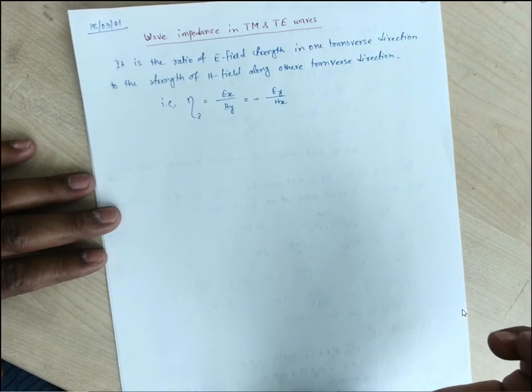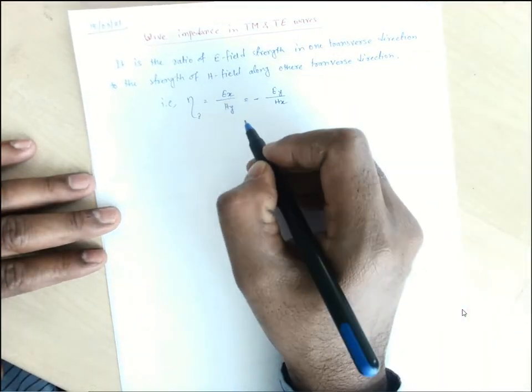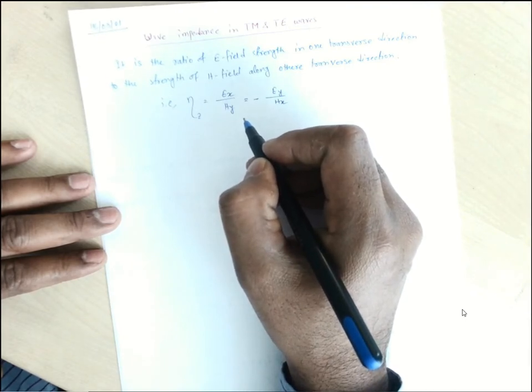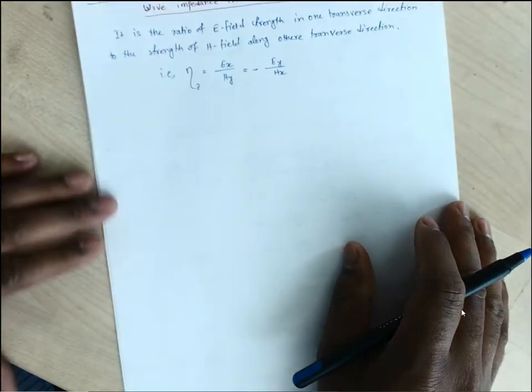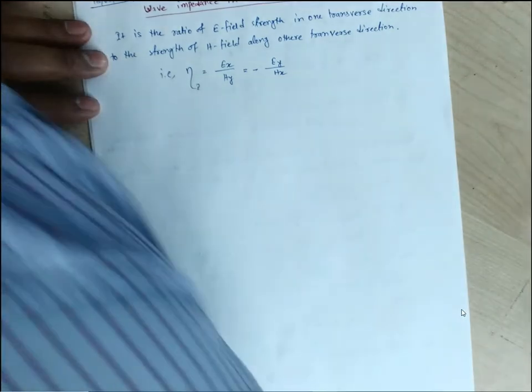So what is our task? We need to find the electric field and magnetic field in the orthogonal directions, and take the ratio, and only then can we find the wave impedance. So let us go with the wave impedance for the TM wave.